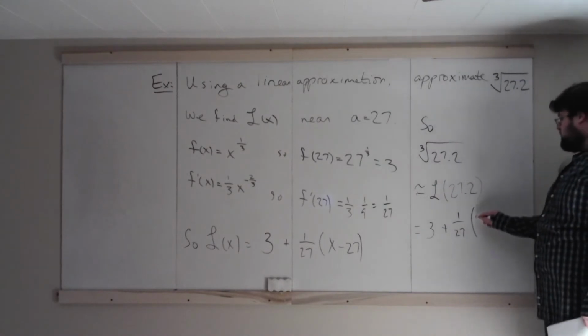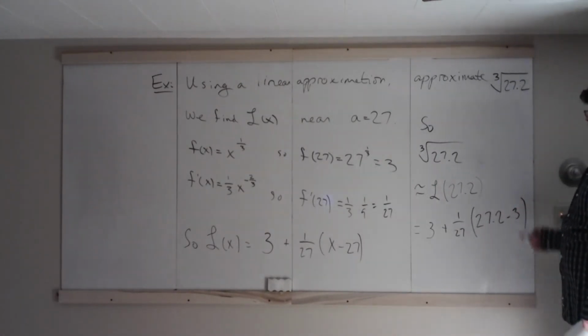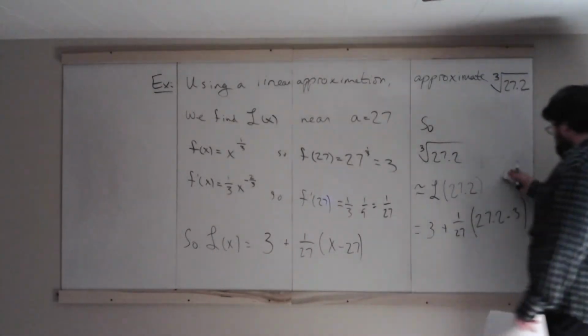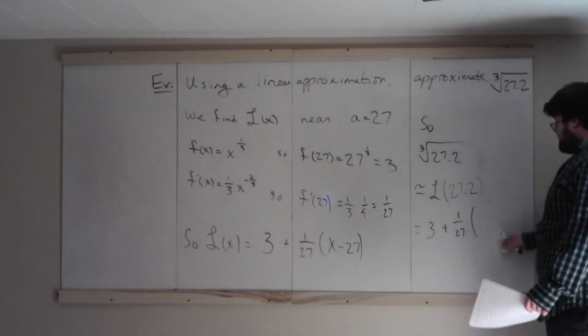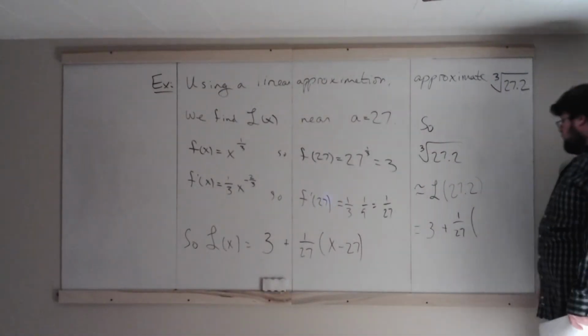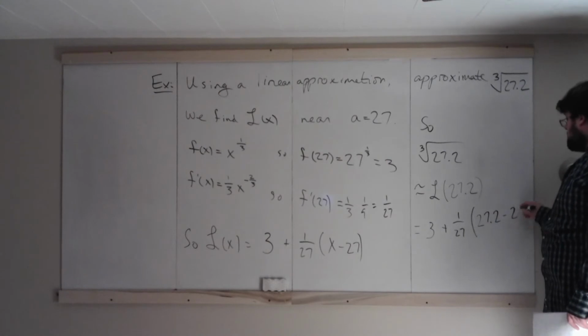If I left that as 3, this would have been 27.2 minus 3. I know with these, we're not going to have to deal with numbers like that, because it's not set up to make us deal with numbers like that. It's set up to make us deal with smaller numbers. So where was I? 3 plus 1/27 times 27.2 minus 27.